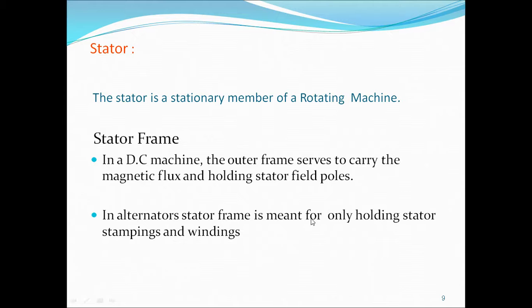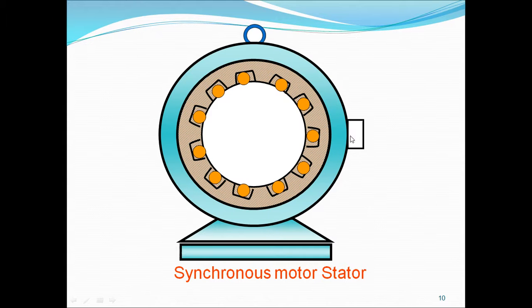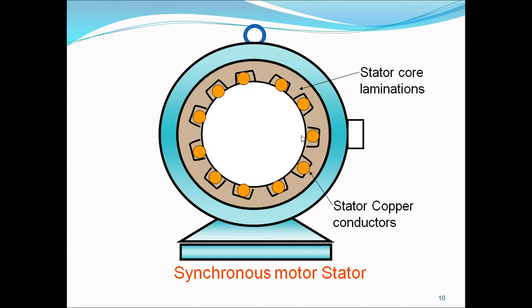In an alternator, the stator frame is meant only for holding the stator winding, which is stationary. See here how the frame is. This is the stator frame, and this is the laminated stator, laminated to reduce the losses. It contains the slots on the inner periphery of the stator. These are the stator cores, the laminated core, and it contains the inner periphery.